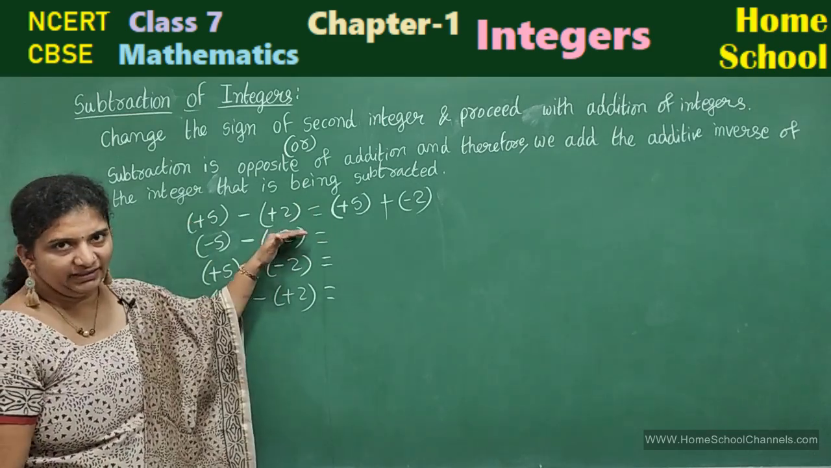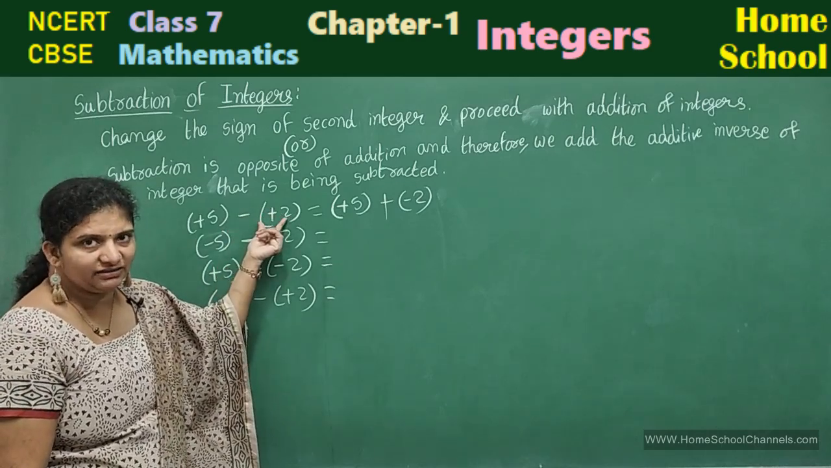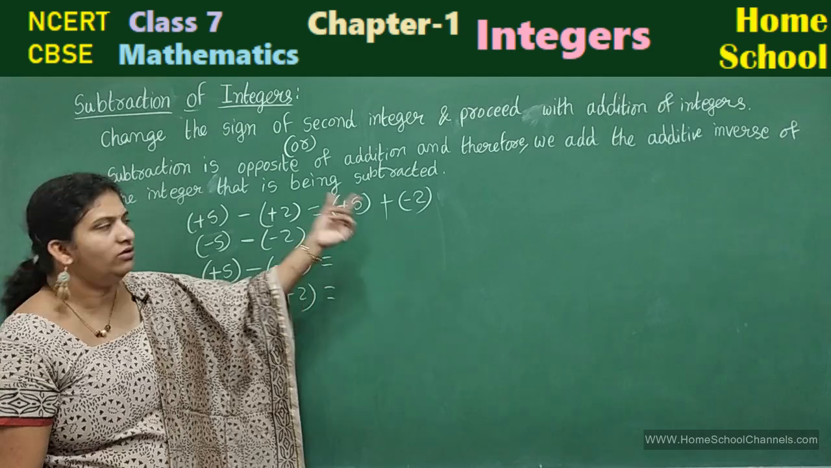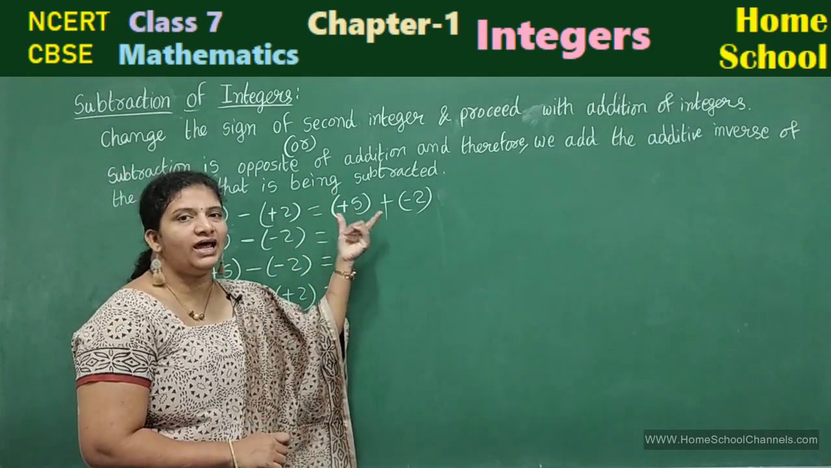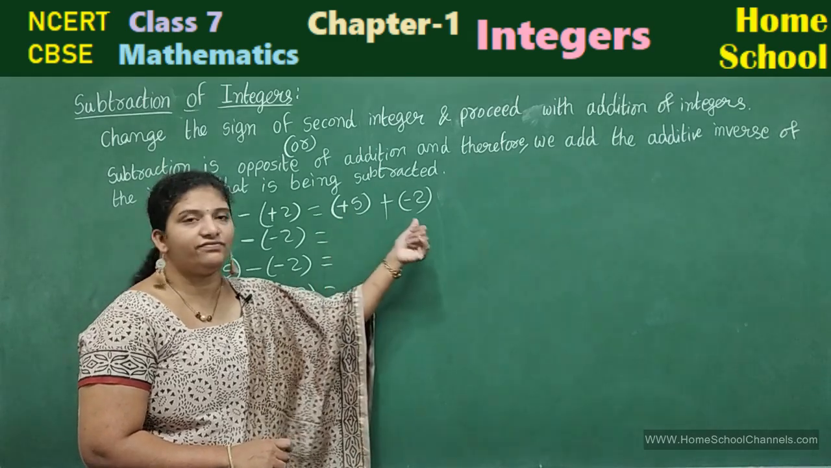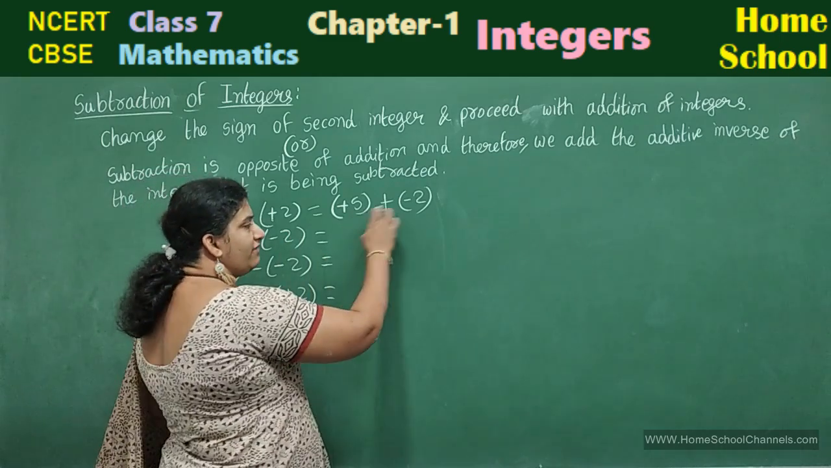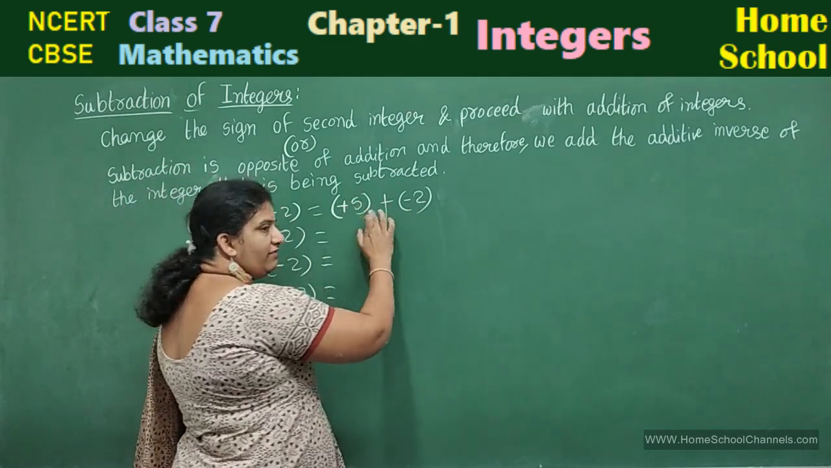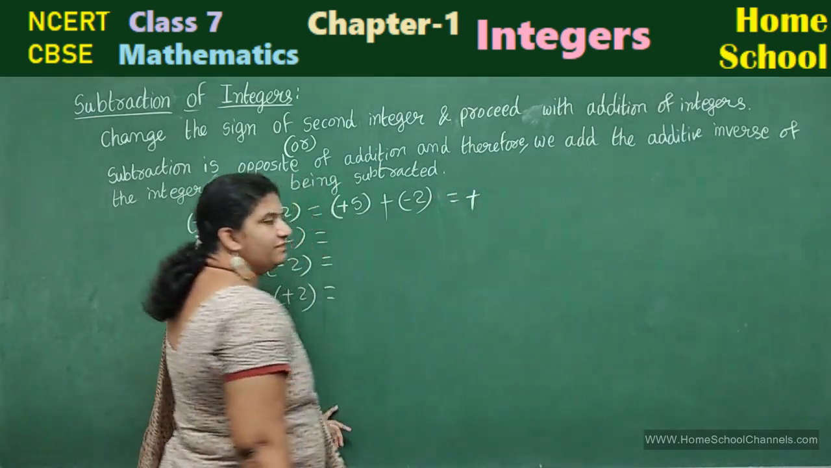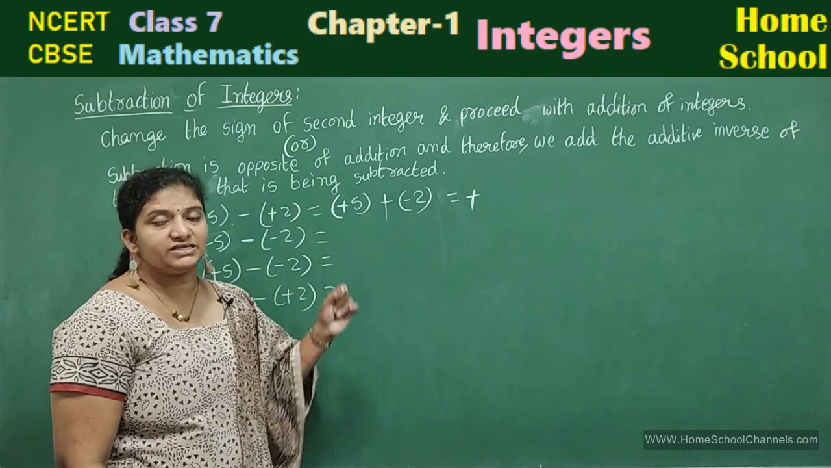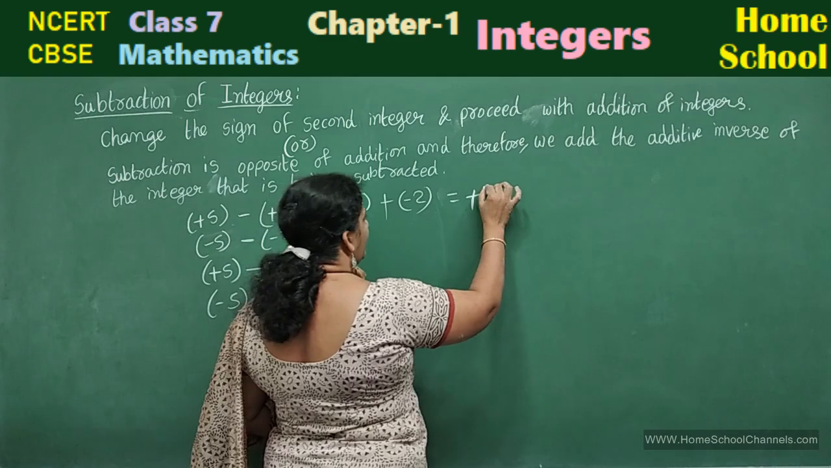When you are subtracting, forget about minus sign. Okay, change the second integer. Plus 2 there, minus 2 you do, and add the integer. Now let us simplify this. When you are adding two integers of having different sign, take the sign of greatest number. Here 5 and 2, which is greater? 5 is greater. 5 is having plus. Okay, plus sign. And now next, smaller number to be subtracted from the greater number. 5 minus 2, it will be 3.